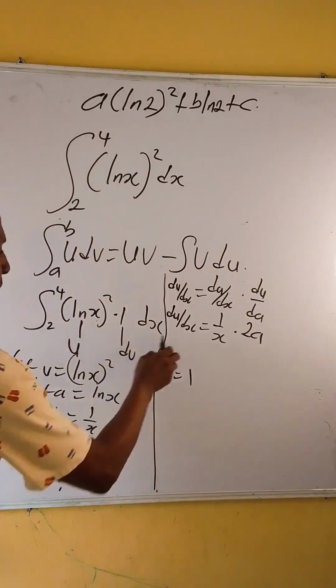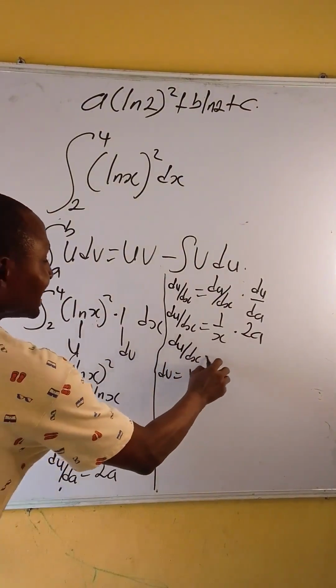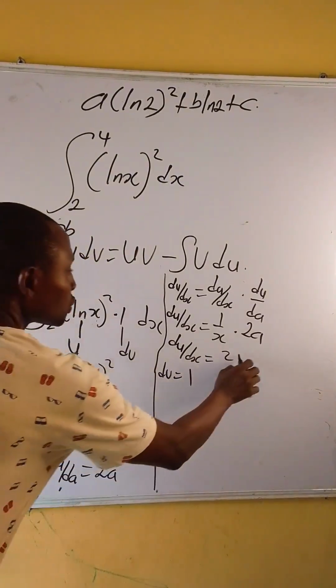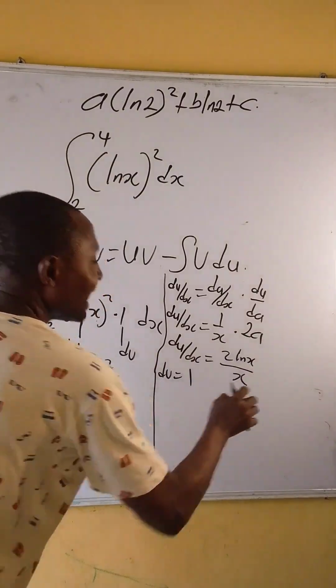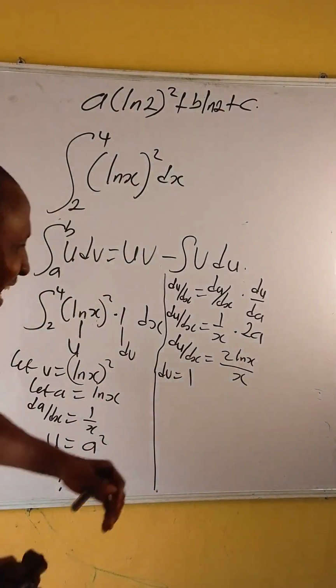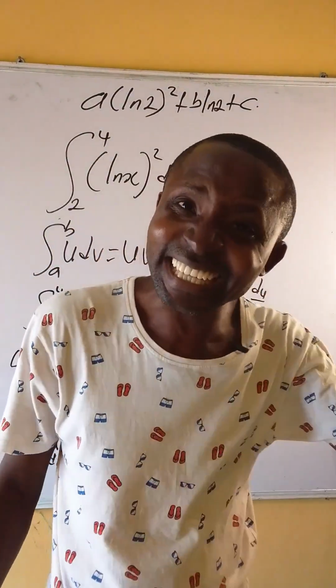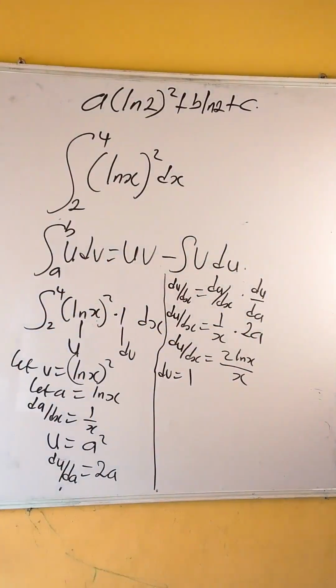So my du/dx becomes 2a. Now let us replace our a with ln x: 2 ln x over x. Somebody will say, can I cancel this x and this one? No, you don't. The ln is attached to the x. So just leave it like that.